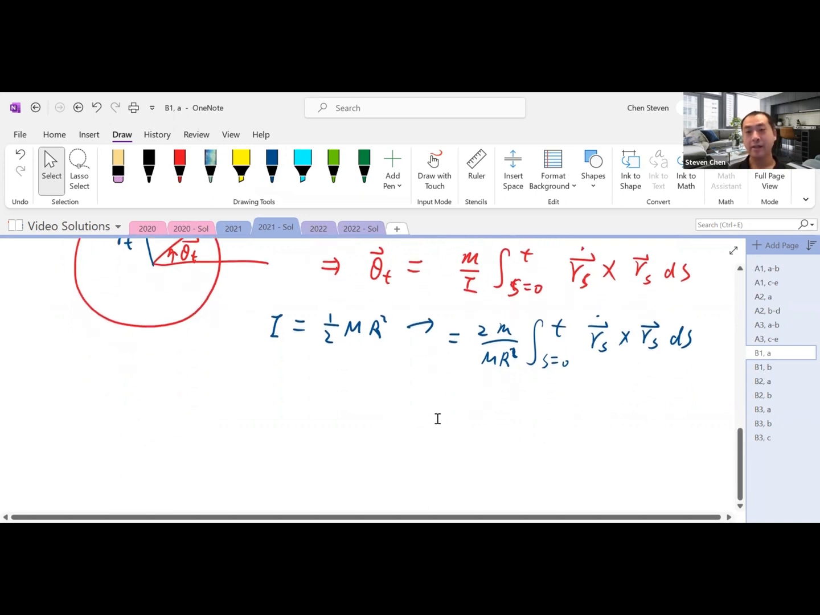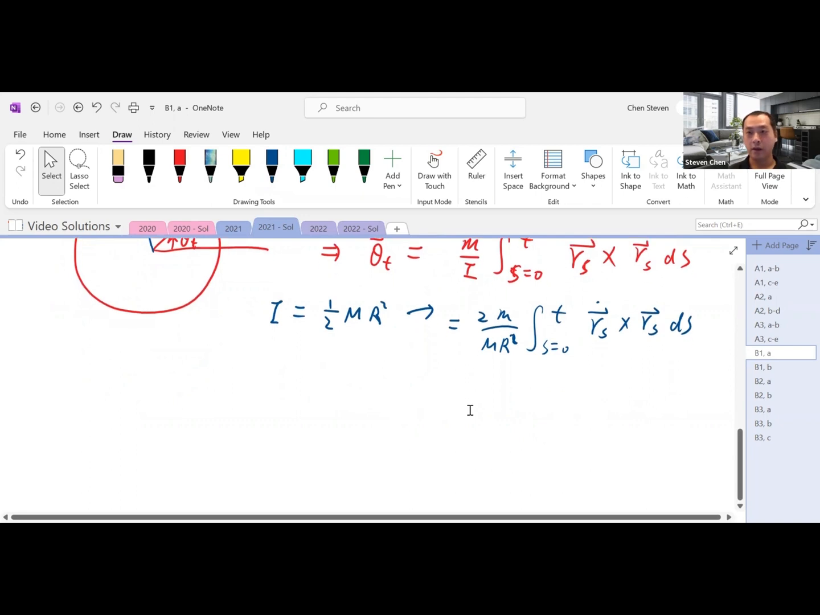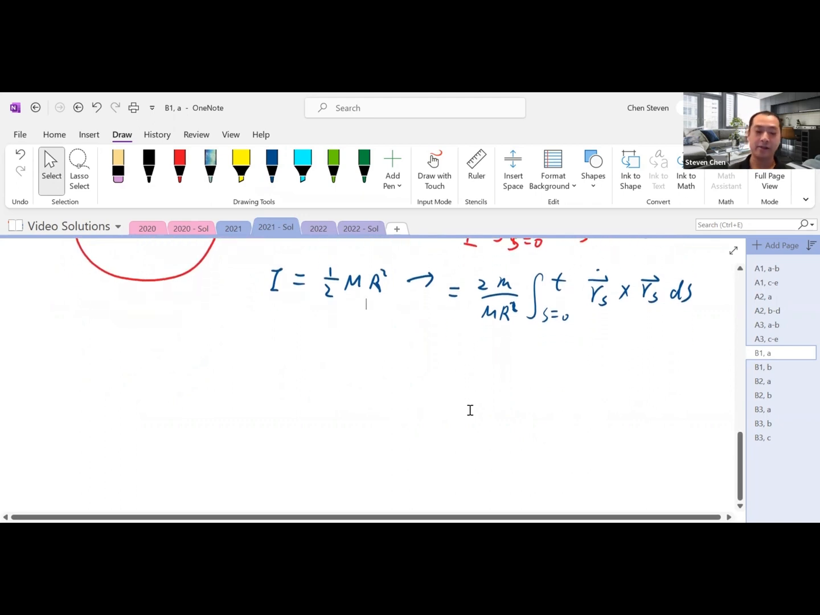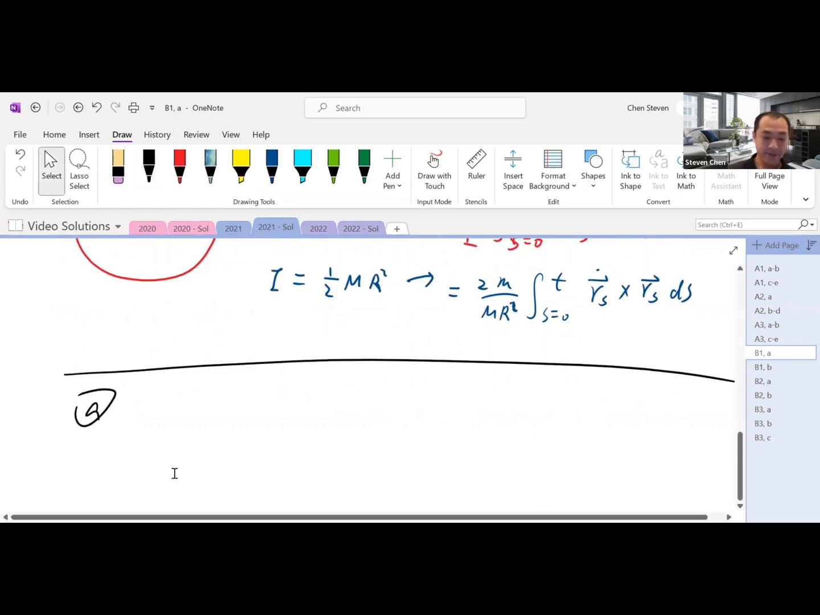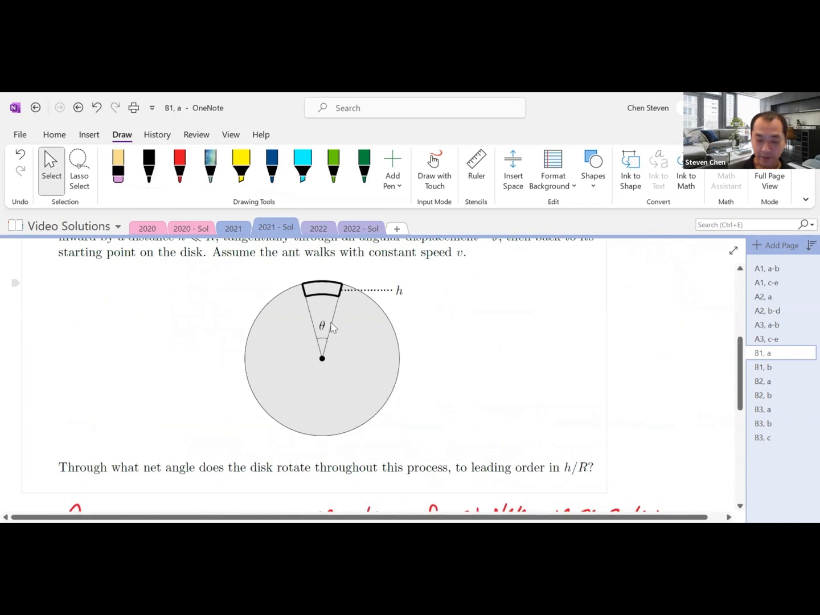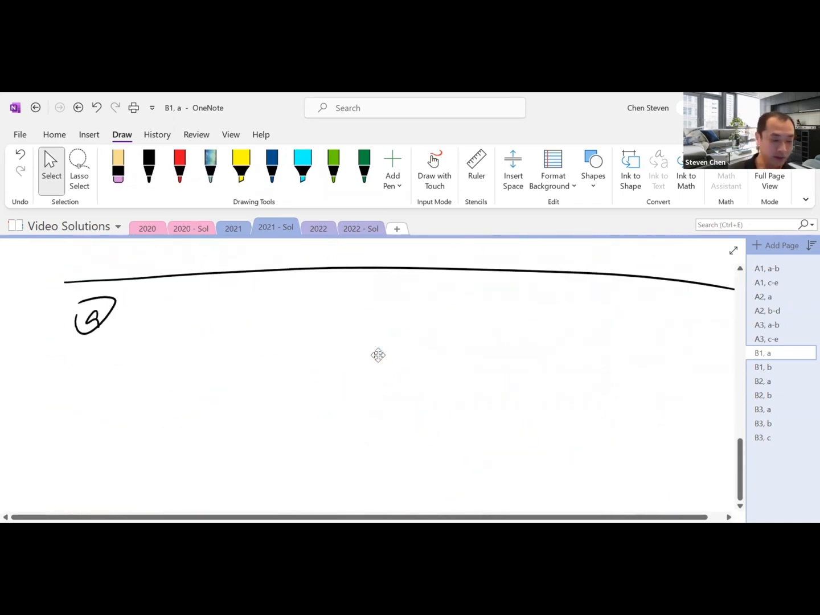Okay, so next we apply this formula to each of these two parts and get the specific answers. Let's first look at part A. So this is the moving path given in the problem.